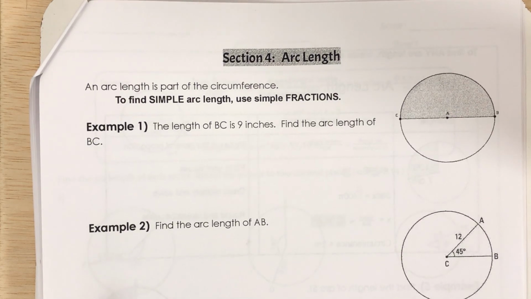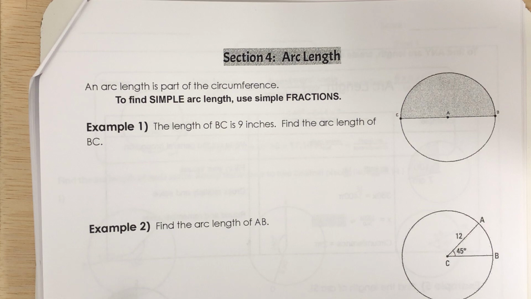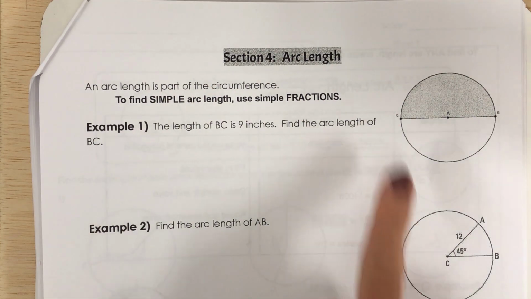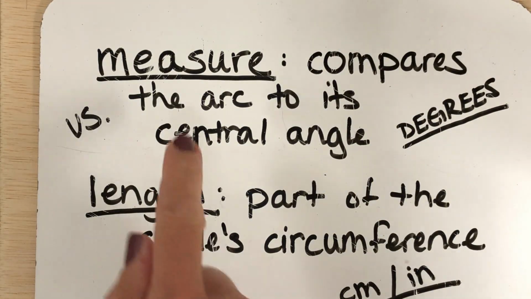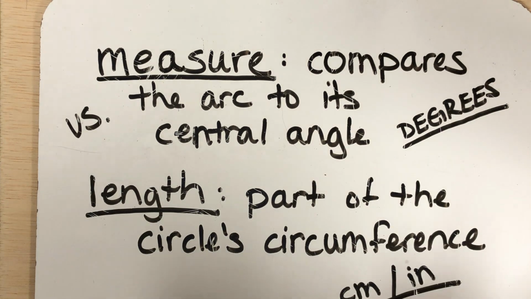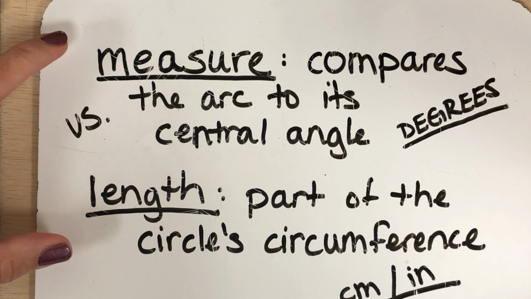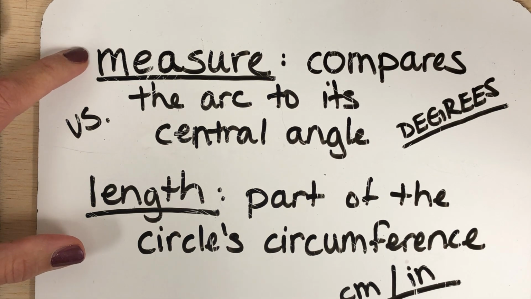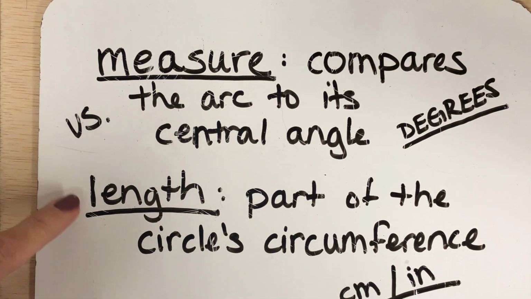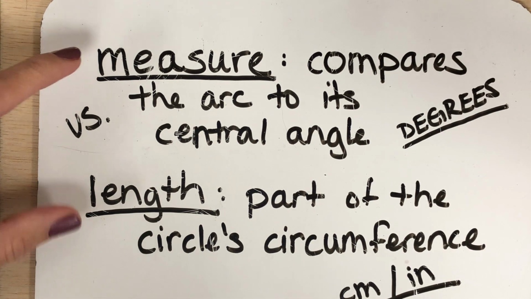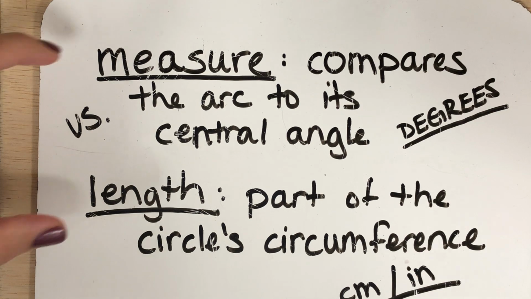All right, we're going to be talking about arc length in this section, but before we go ahead and do our examples from section 4, I want to talk about two very important words and how they differ, because we really need to know what they are. And those are measure of an arc, and the length of an arc. A lot of kids don't realize that there's an actual difference between these two words, and so they get them confused.